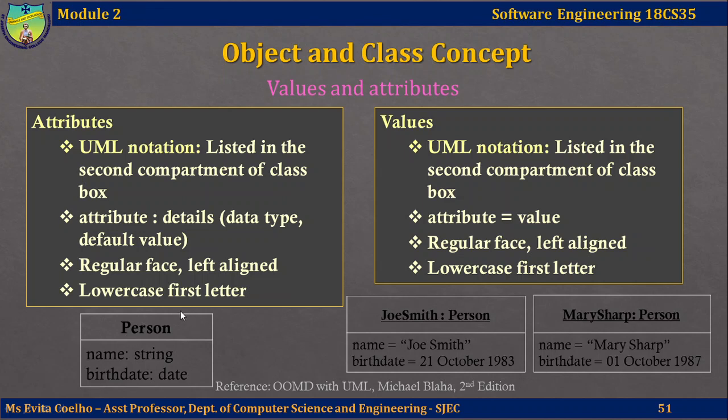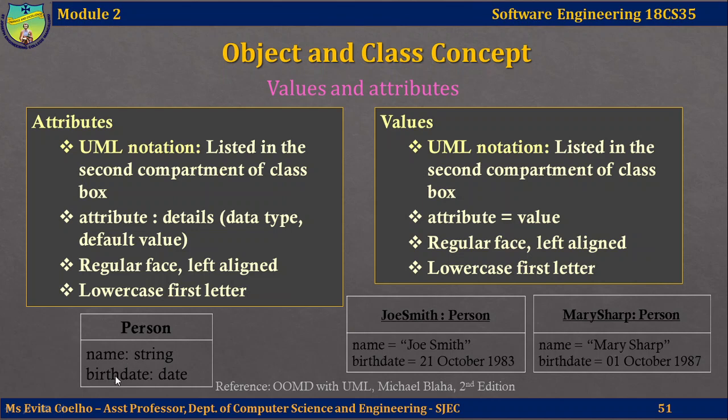Now, if I create an object for this person class, I'll call it Joe Smith. So you can see the first box has Joe Smith, colon, person. That is the name of the object, colon, and the name of the class. Now, when it comes to attributes and I represent them in an object diagram, I use the same attribute names because this is the template. Using this template, I'm going to create objects for this class.